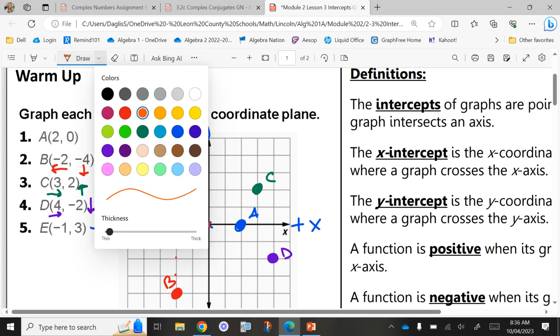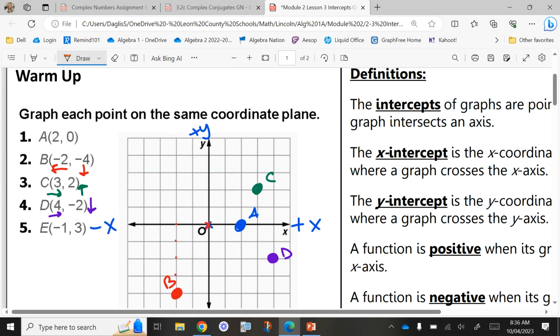And then the last one, point E, to have negative 1 for your x and positive 3 for your y. How are we going to move? Left 1, good. And then 3 up. So left and then 1, 2, 3. Good. Nice.